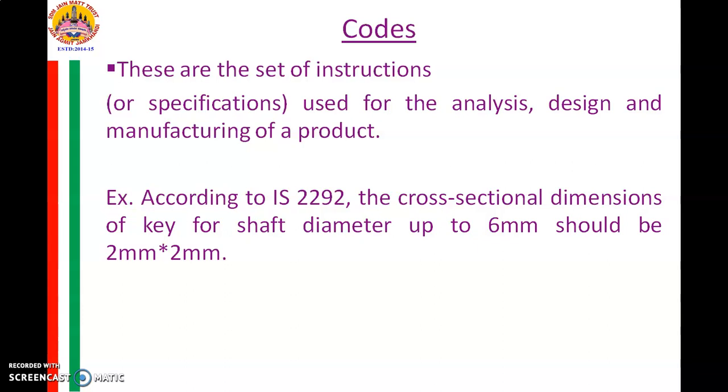For example, according to IS 2292, the cross sectional dimension of a key for a shaft diameter up to 6 mm should be 2 mm by 2 mm. So this 2 mm by 2 mm is the cross sectional dimension of a key for a shaft. This is set by companies and so on. These are nothing but codes. Codes play a very important role in manufacturing of any mechanical member.